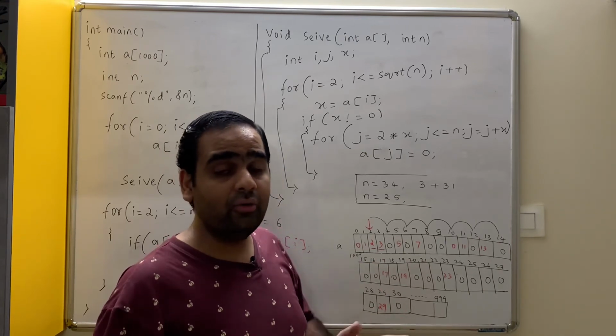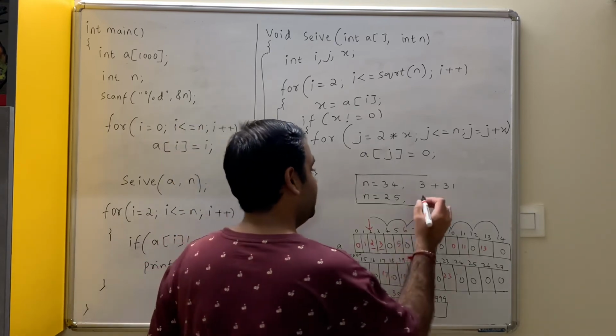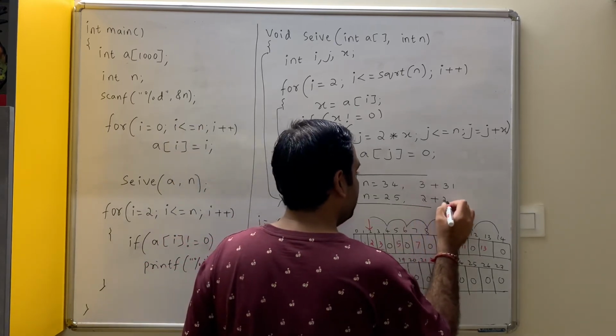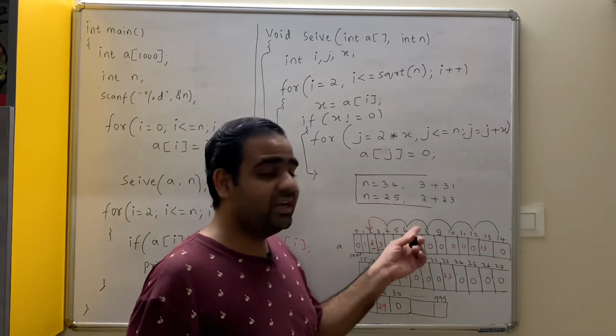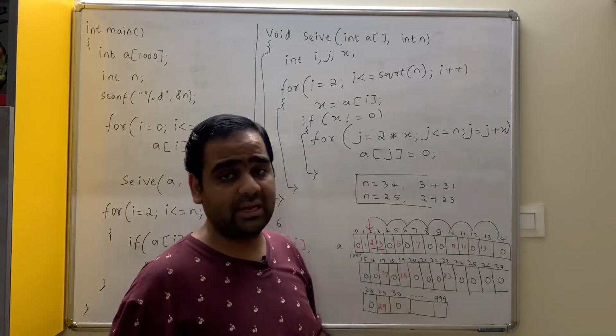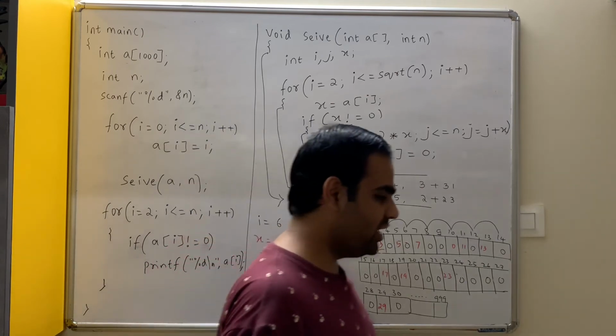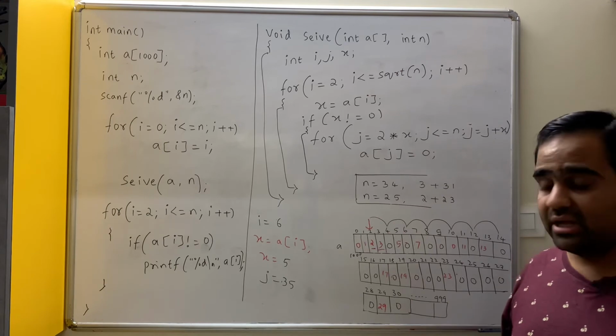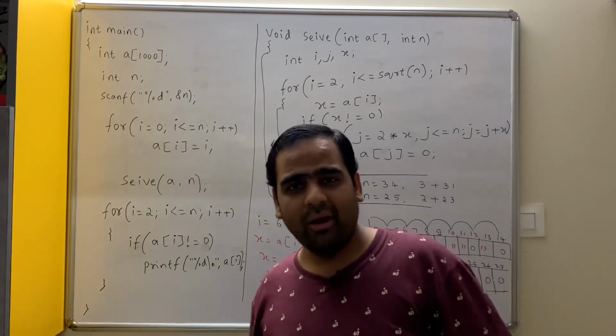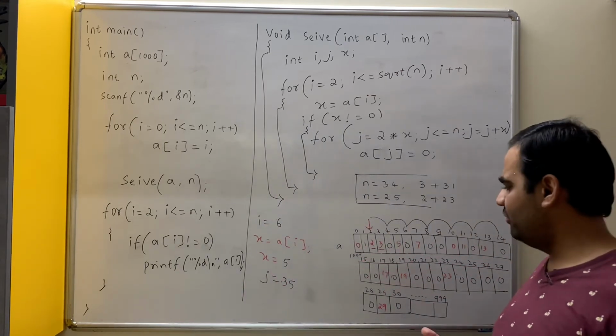Now, how can you write this 25? You can say 2 plus 23, which is 25. Therefore, this 25 can also be expressed as sum of two primes. Now, given a number, you have to check whether that number can be expressed as sum of two primes or not. I will just give the introduction for that. You have to do it yourself.